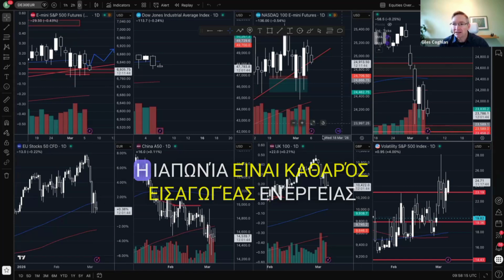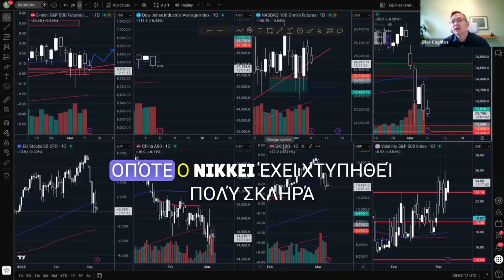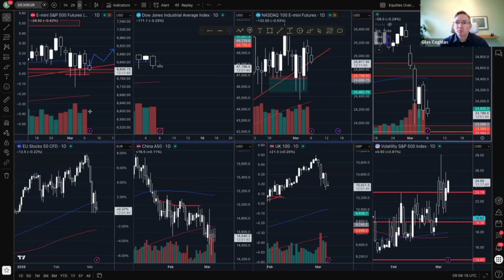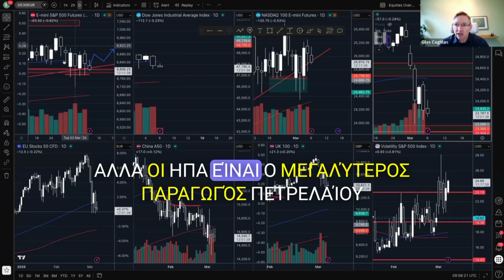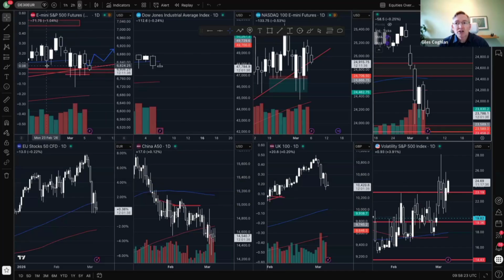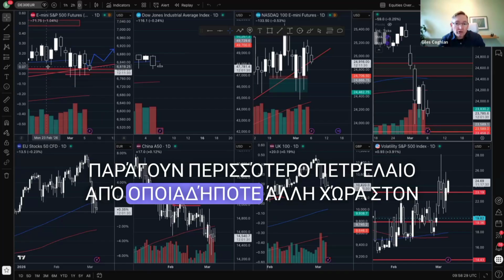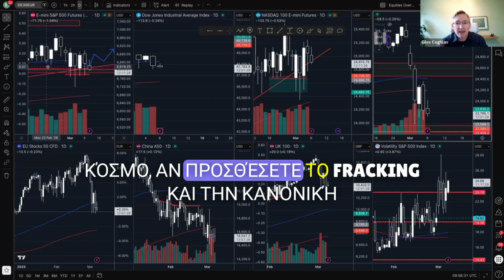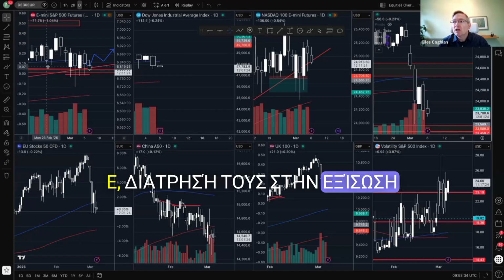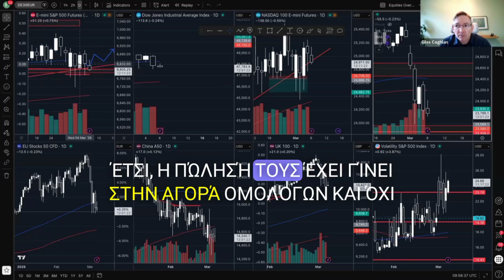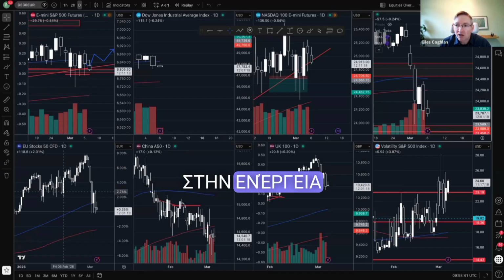Same with Japan. Japan is a net energy importer. So the Nikkei has been hit very hard. But the US is the biggest producer of oil. So they're going to benefit from high oil prices because they produce more oil than any other country in the world, when you add their fracking and their normal drilling into the equation. So their sell-off has been on the bond market selling off, not on energy.